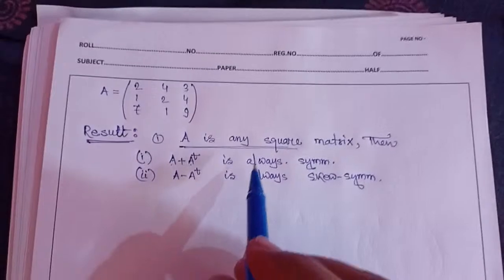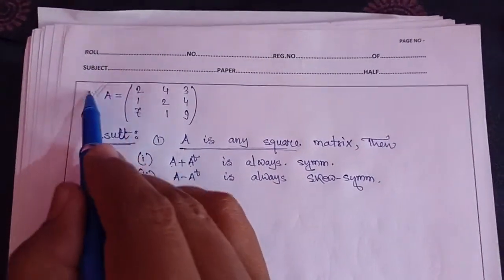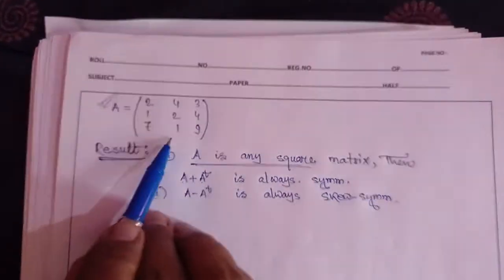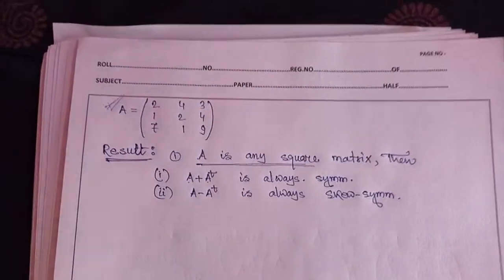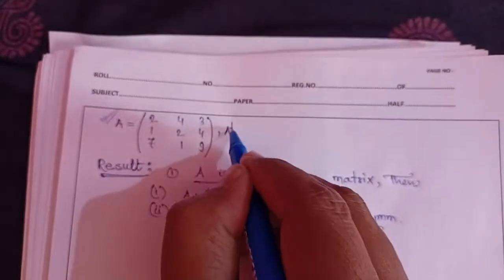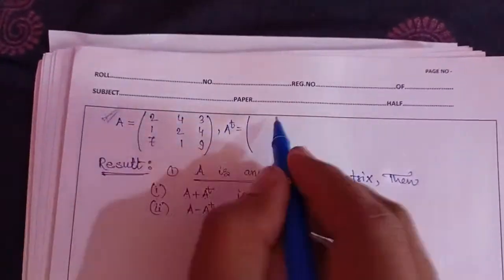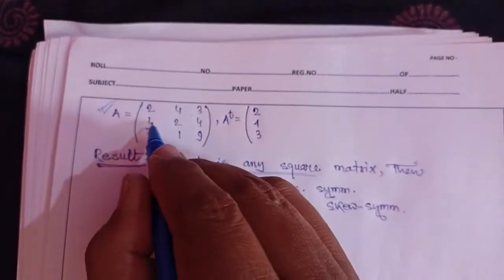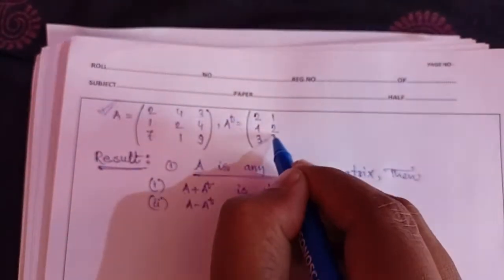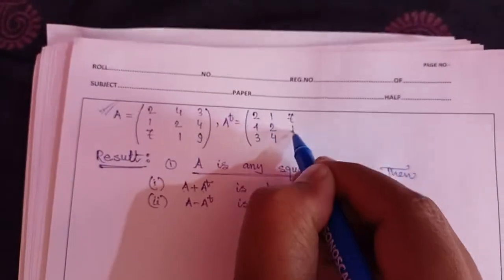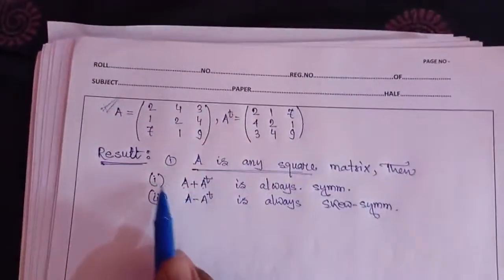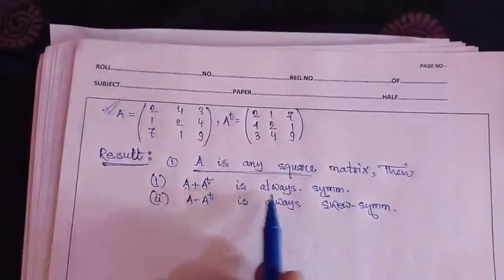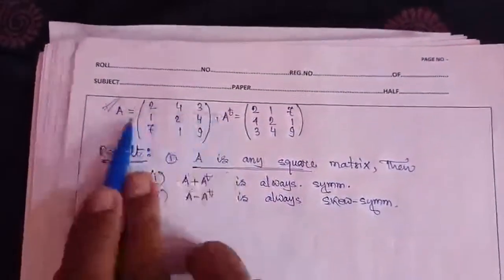As an example, I can take this one only. A is a matrix which is neither symmetric nor skew symmetric. But if you take the transpose, then A transpose will be what? Rows will be transformed to columns. I am doing it very fast. 2 4 3, first row to first column, second row 1 2 4 to second column, third row 7 1 9 to third column. So they are telling that A plus A transpose will always be symmetric. Let's add these two matrices.